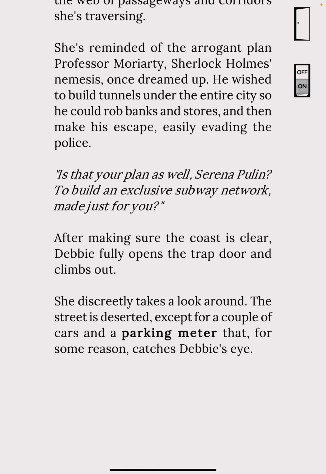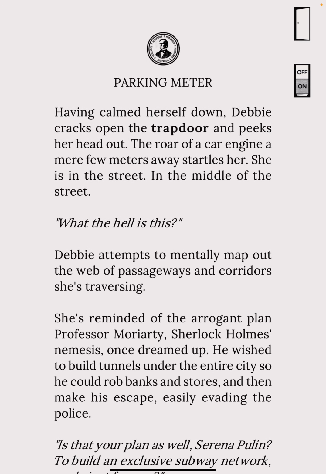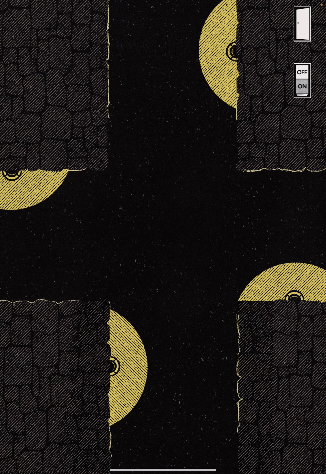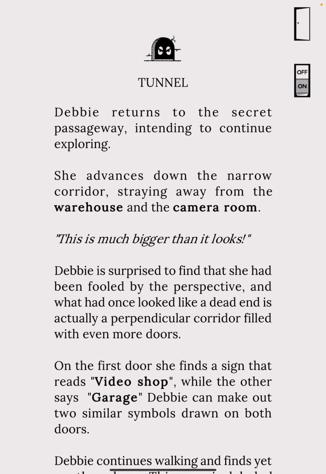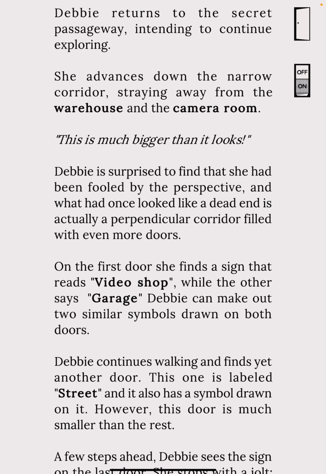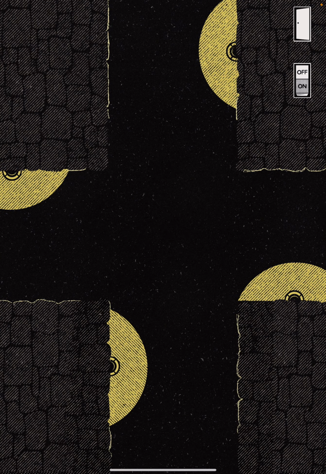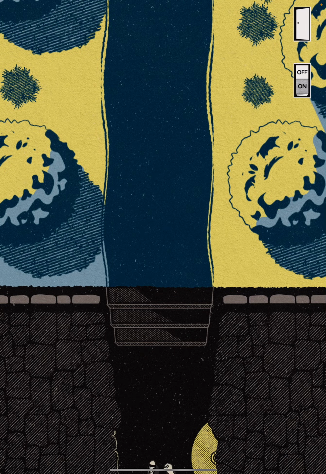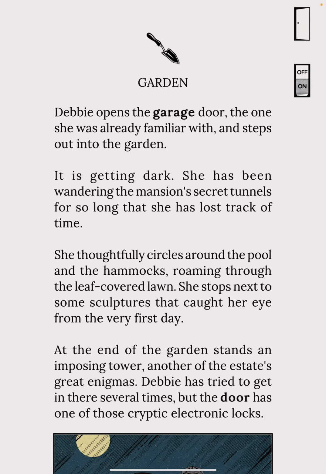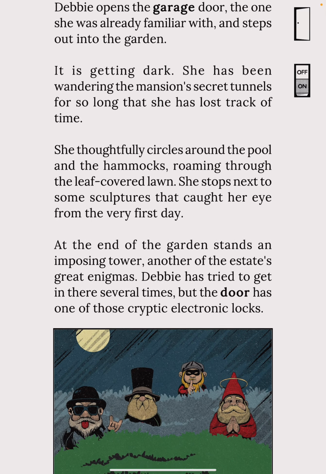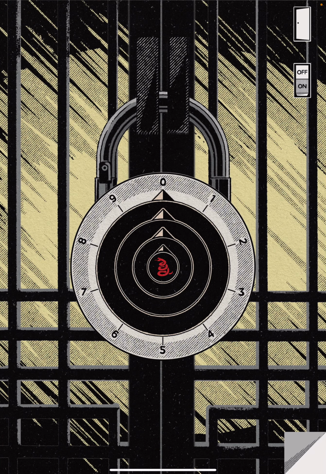Let's go back through the trapdoor. And to the tunnel. So we're back in the tunnel. Go to the garage again. And then the garden. Tap on the door. We're gonna go to the door. Okay, so it was 1, 2, 3, 9. We're gonna start from the outside and make our way in.